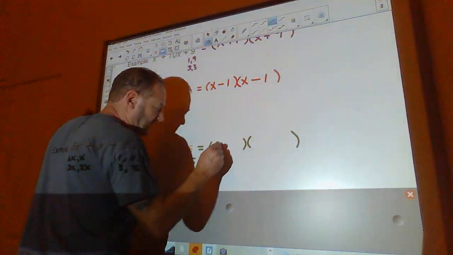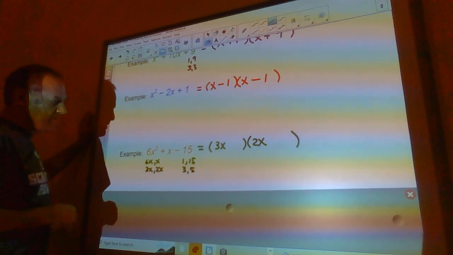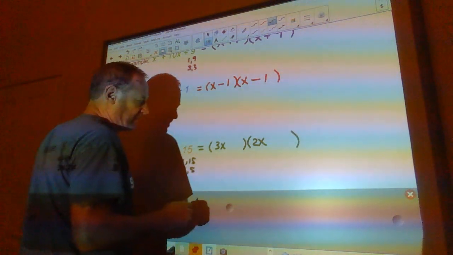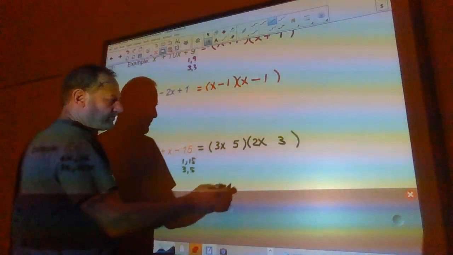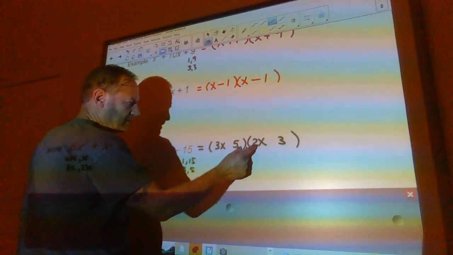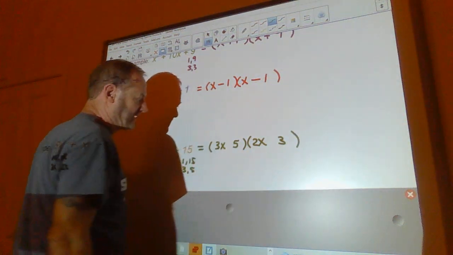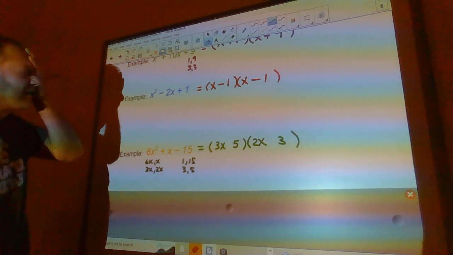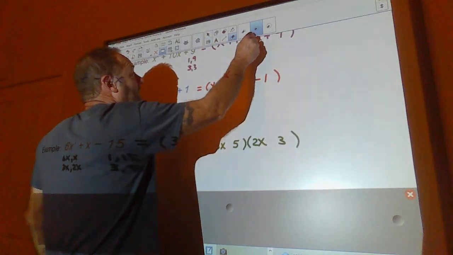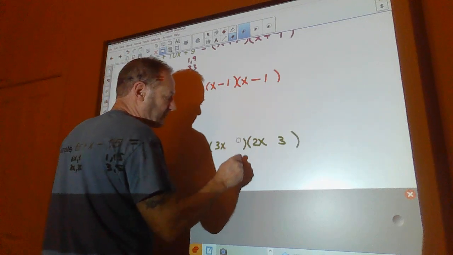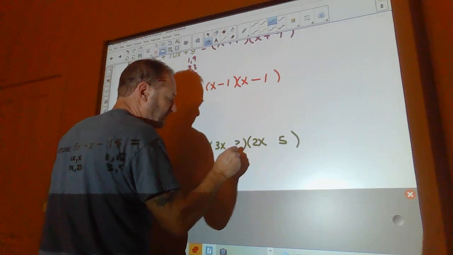So I usually try to start with these in the middle here. So I'll start with 3x and 2x, and then let's see, 3 and 5. If I put the 5 here and the 3 here, I get 10x in the middle, and I get 9x on the outside. So 10 and 9, I can make 19, and I can make 1. So that's not going to work. All right, so the first thing I'm going to do is switch these two, and put the 5 here and the 3 there.